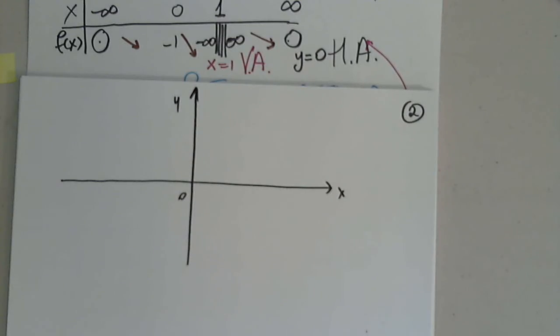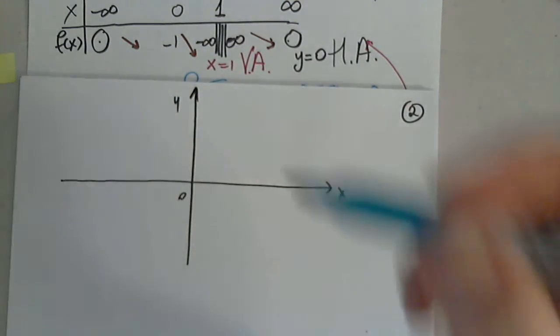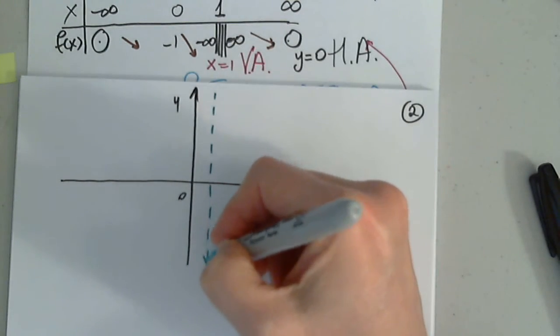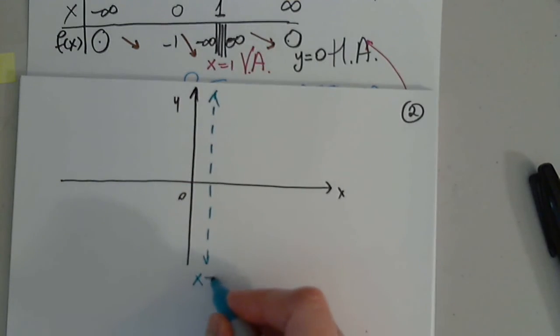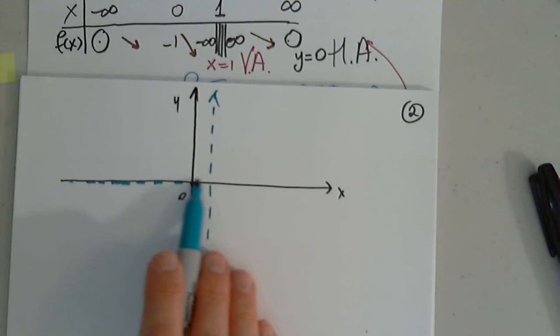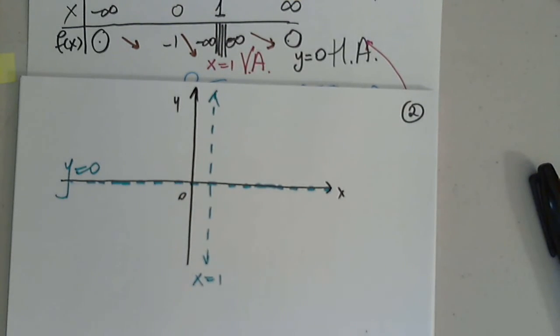The asymptotes are not part of the graph, so they will not be graphed as solid lines. There are two asymptotes, one at x equals 1, and the other one at 0. This is an overkill. There is no need. Why is it an overkill? Because it's the x-axis. So there is no need to do that.